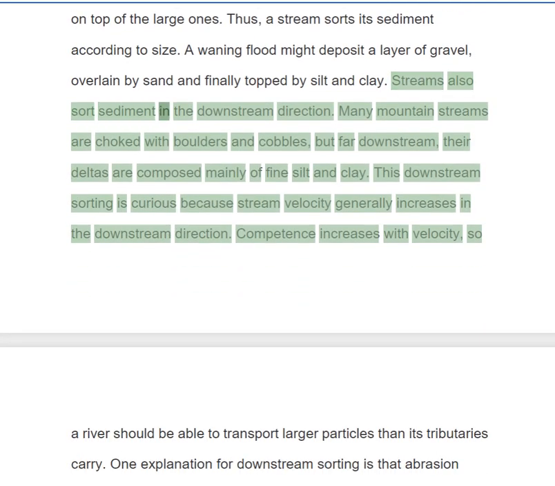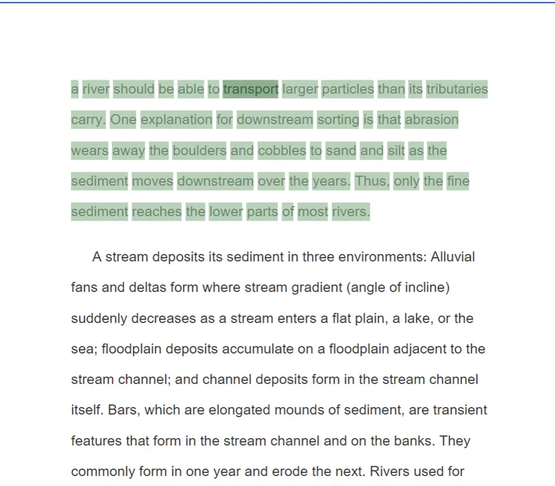Streams also sort sediment in the downstream direction. Many mountain streams are choked with boulders and cobbles, but far downstream, their deltas are composed mainly of fine silt and clay. This downstream sorting is curious because stream velocity generally increases in the downstream direction. Competence increases with velocity, so a river should be able to transport larger particles than its tributaries carry. One explanation for downstream sorting is that abrasion wears away the boulders and cobbles to sand and silt as the sediment moves downstream over the years. Thus, only the fine sediment reaches the lower parts of most rivers.